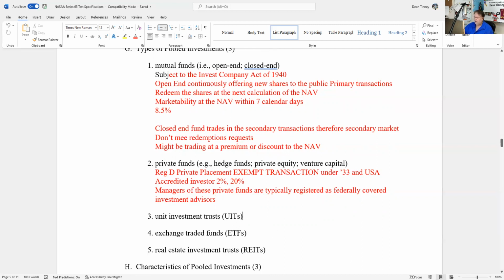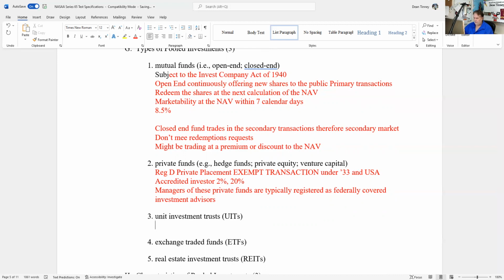UITs, I have had people tell me they've seen a question about UITs. And in a UIT, a unit investment trust, the assets are professionally selected. So the assets are professionally selected.